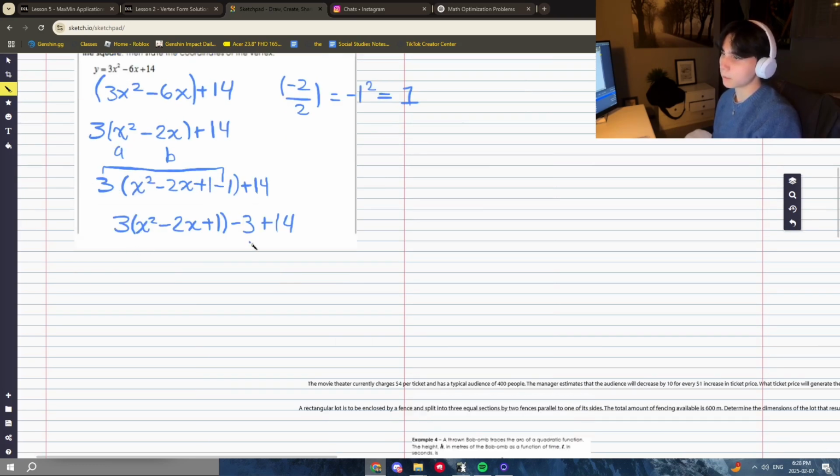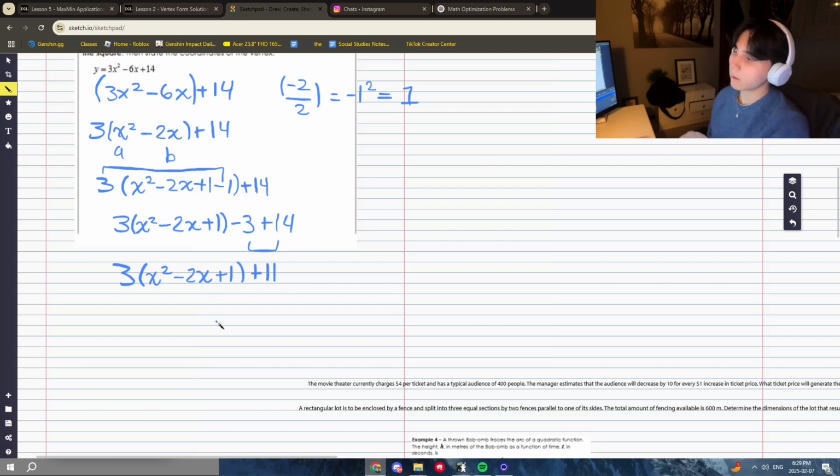And now what I like to do is collect the like terms on the end. So get 3x squared minus 2x plus 1 plus 11. And all you need to do now is just factor this down here.